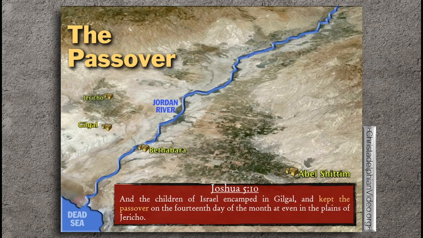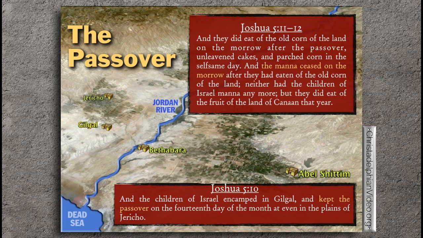And of course, when they come into the land, we're told there in verse 11, they did eat of the old corn of the land on the morrow after the Passover, unleavened cakes, parched corn, the selfsame day. And the manna ceased on the morrow after they had eaten of the old corn of the land. Neither had the children of Israel manna anymore, but they did eat of the fruit of the land of Canaan that year. So here we have a situation where, of course, the manna that sustained them for 40 years through the wilderness now ceases as soon as they get into the promised land.